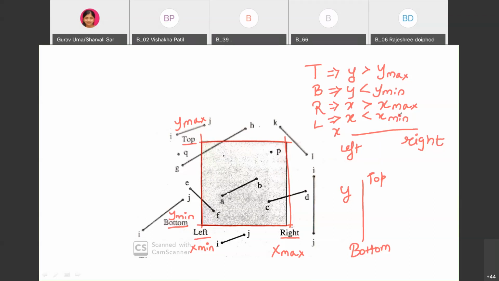So remember, this is a very important step. Remember this. Top, bottom, right and left. We have calculated the values of the top, bottom, right and left sides.